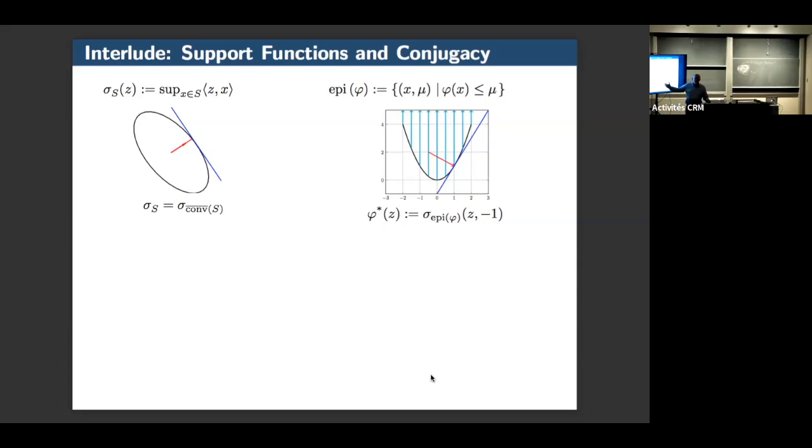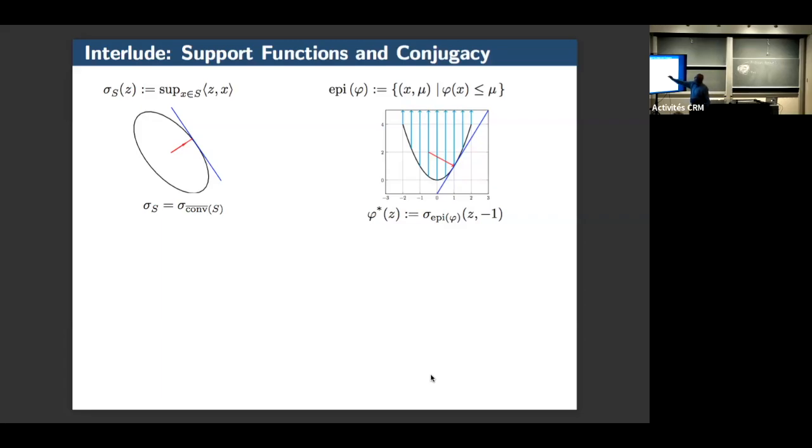There's a language associated with that: at this point where you achieve the supremum, we say that the closed convex hull is supported by that hyperplane determined by z. Those are supporting hyperplanes to a convex set, and here we have these supporting hyperplanes to the epigraph. That gives us some variational information about the convex function, just like a tangent line does.